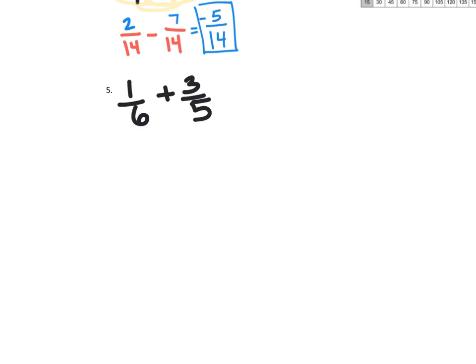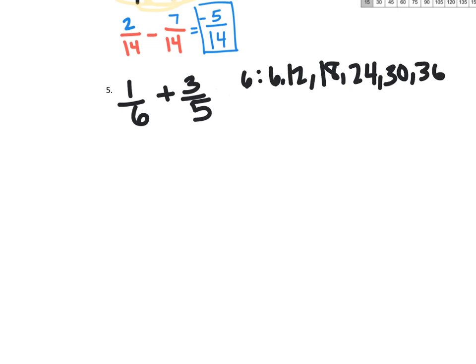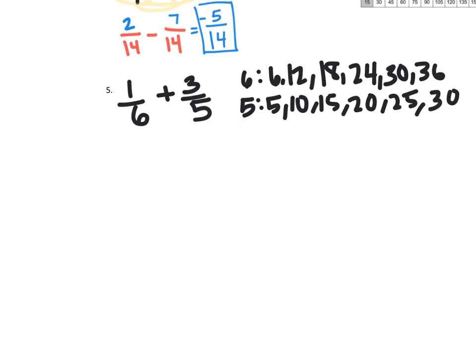I'm going to list all the multiples of 6: 12, 18, 24, 30, and 36. You can go as far as you want. If you stop early, then you just keep adding numbers. 5, 10, 15, 20, 25, and 30. And there we go. We both have a 30. That's our lowest common denominator.